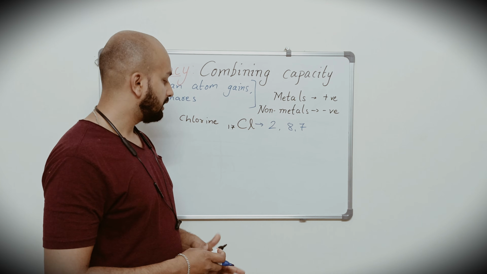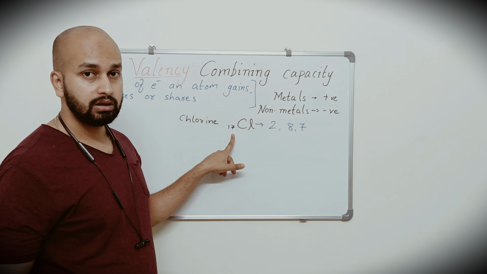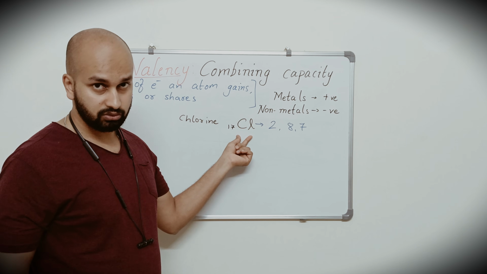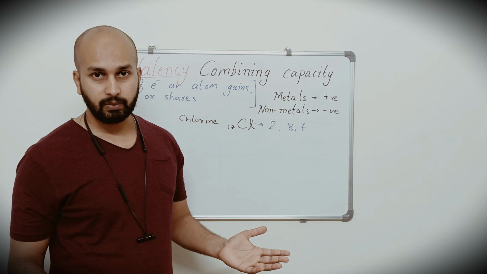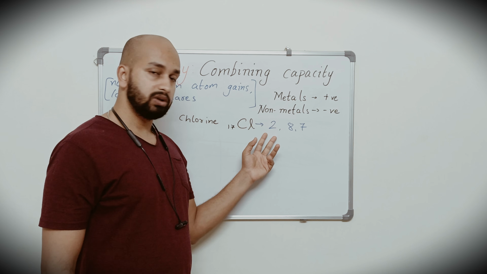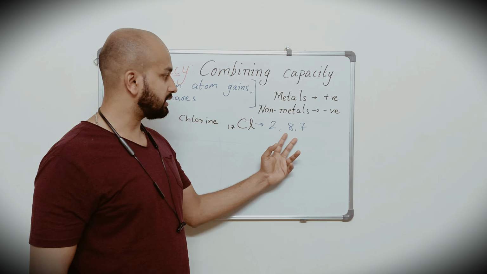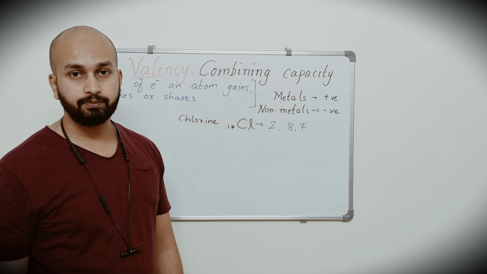What does this mean? The atomic number is 17. That means it has 17 protons. And of course, this atom is neutral. That means it has 17 electrons also. Now, where are the electrons present in the shells? In the first shell, there are 2 electrons. In the second shell, there are 8 electrons. And in the third shell, there are 7 electrons.